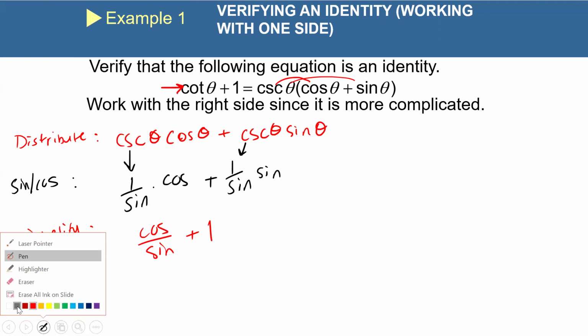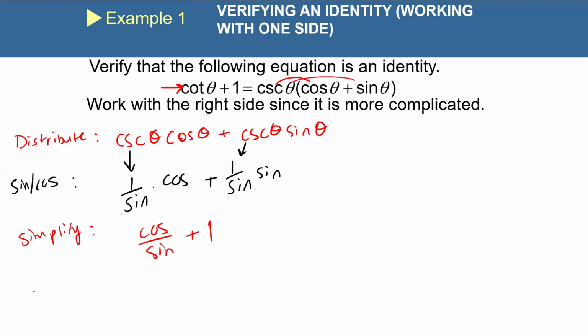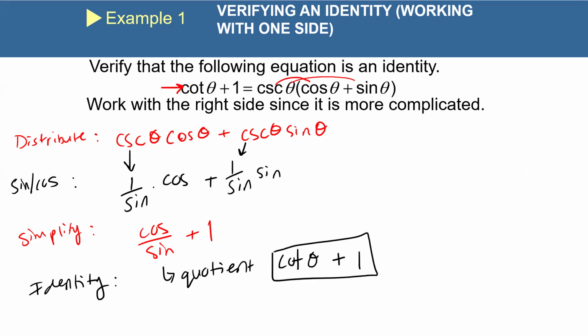And then the last step is to apply any of your identities. So check for any identities that can apply. Cosine over sine, what identity is that? Tangent. It's not tangent, it's cotangent. Tangent is sine over cosine. So using our quotient identity, we know that cosine over sine is cotangent theta, and we have 1, so we make it equal to the left side. So your verification is done.